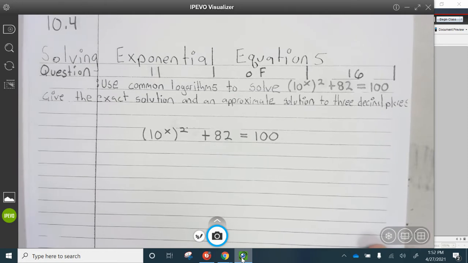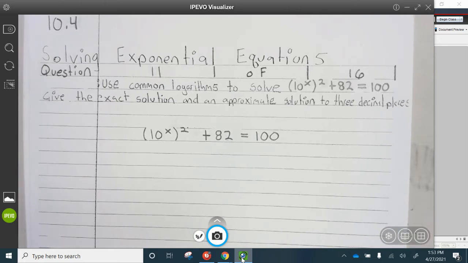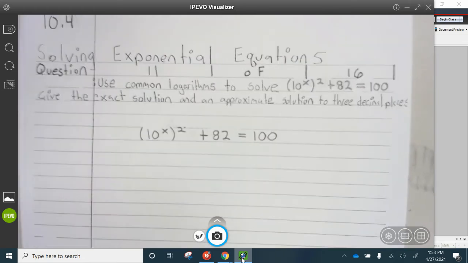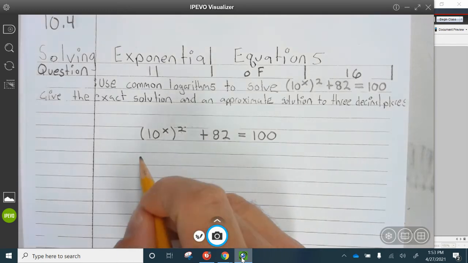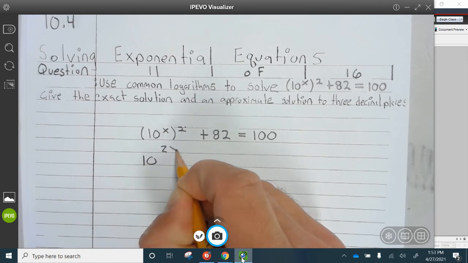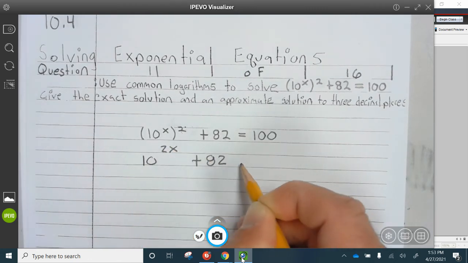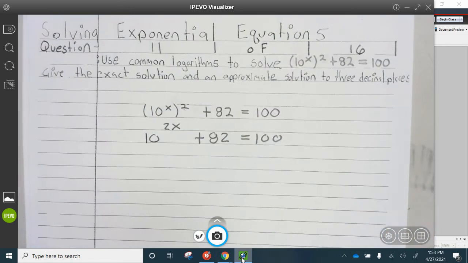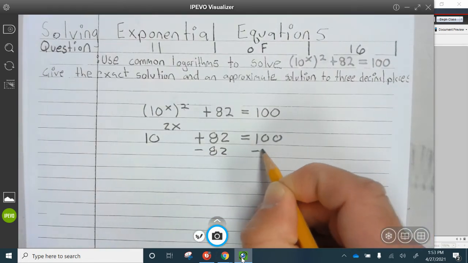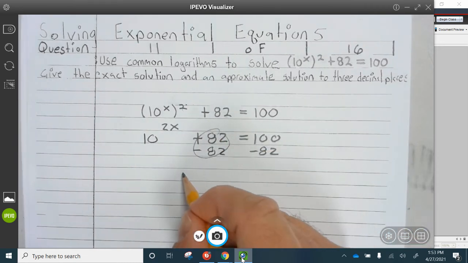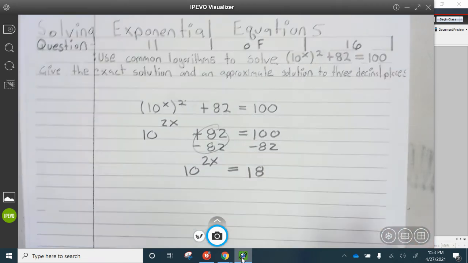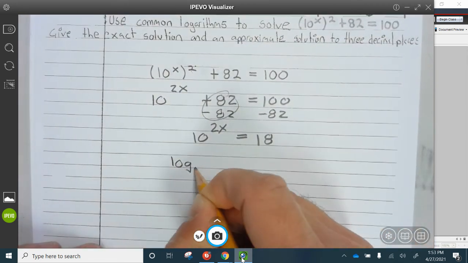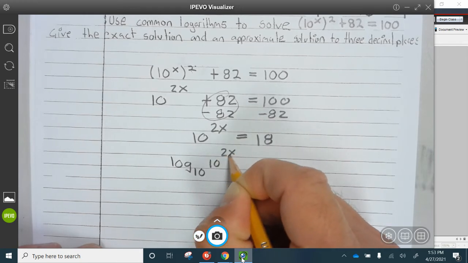All right. Question 11 of 16. Use common logarithms to solve 10 to the x to the second power plus 82 equals 100. Give the exact solution and approximate solution to 3 decimal places. So first off, when you have an exponent to exponent, you multiply. So that's 10 to the 2x plus 82 equals 100. Let's subtract 82 from both sides. That's 0. You get 10 to the 2x equals 100 minus 82 is 18. So now you do log base 10 to both sides.